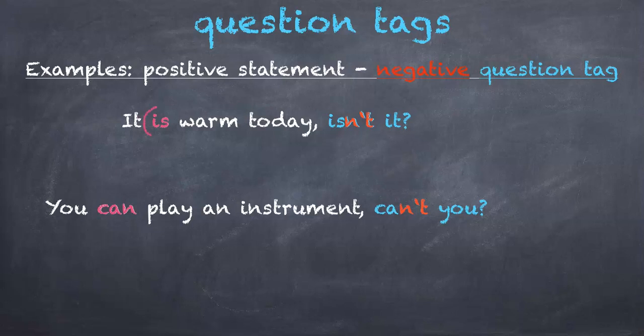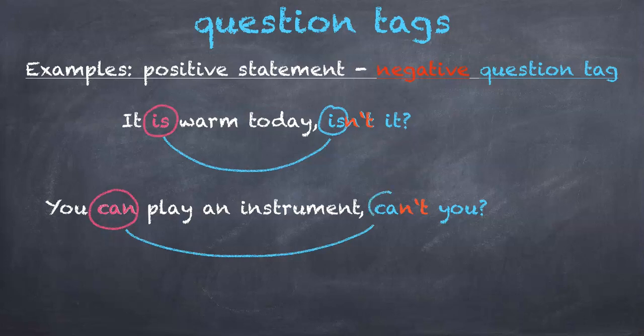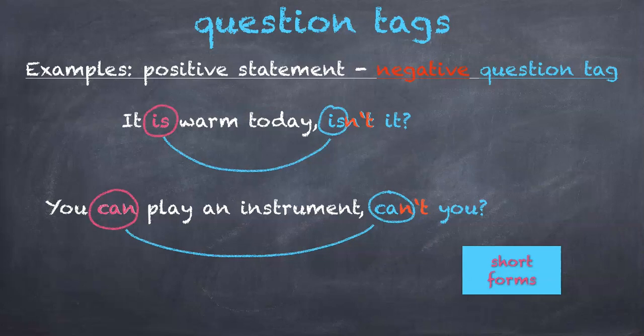You also use the same form of the verb in the question tag. So when you have is, it's isn't. When you have can, it's can't. And one more thing, you have to use the short form because it's a negative question tag.